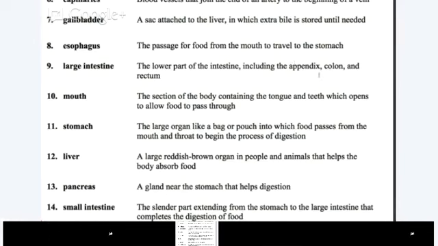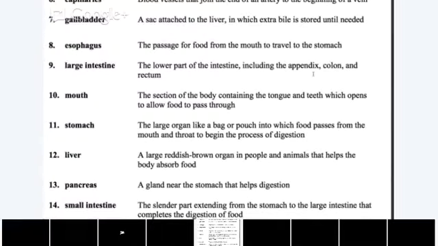But the appendix doesn't do anything. It's a part of the body that, evolutionary wise, we don't need. So when you remove it, it's okay. Nothing happens because we don't use it anyways. Okay? Has anybody ever? Yeah, go ahead.